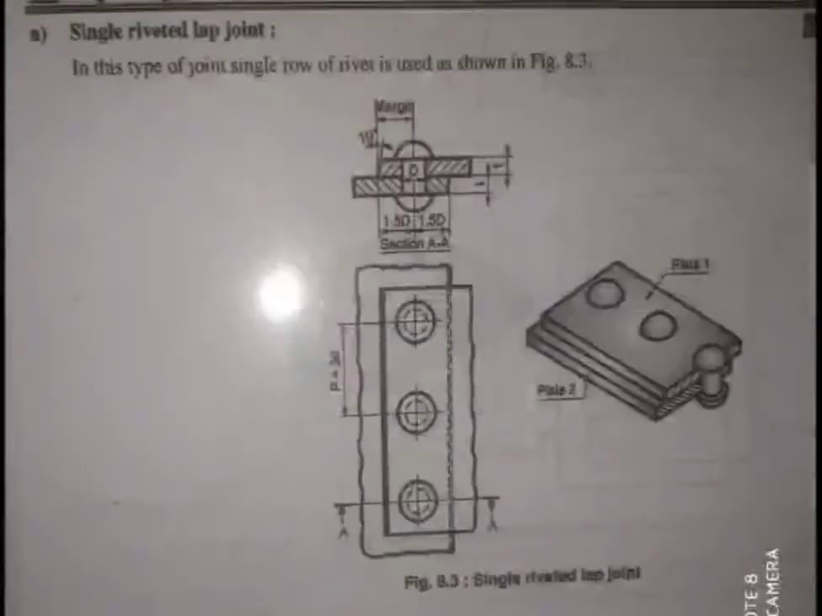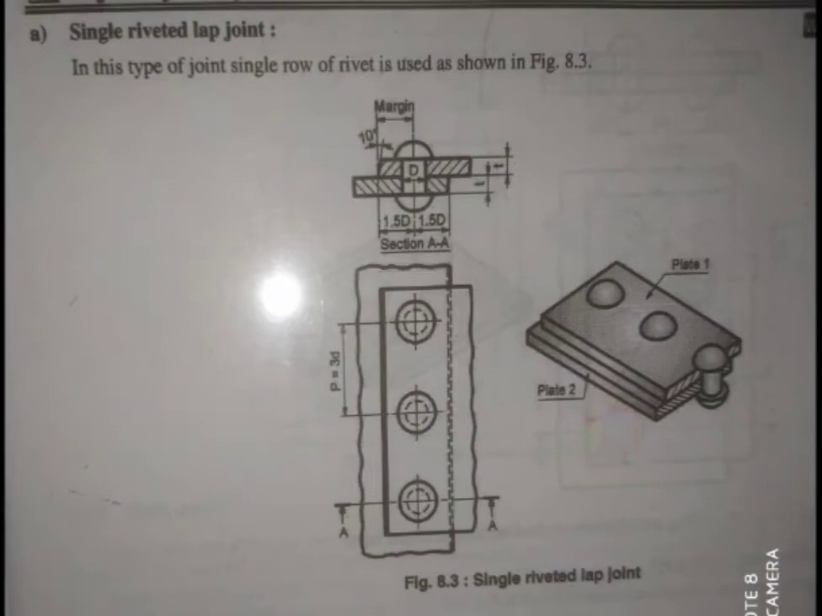If you think about the name itself, single riveted lap joint: for riveting in a lap joint we require two plates, and these two plates are overlapped. This is plate number 1 and this is plate number 2, the bottom one. These two plates are overlapped on each other.